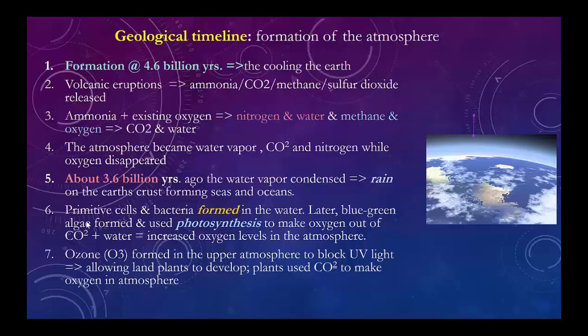And later, down around 1 billion years ago, you started to get photosynthesis. These were called the cyanobacteria, and they were able to make oxygen out of carbon dioxide and water, which started to increase the atmosphere. We'll talk about that. And later, ozone formed from oxygen in the upper atmosphere, which blocked the UV light coming in from the sun, which, beginning 541 million years ago, allowed the plants to develop and to come onto the Earth. Once that happened, the plants used carbon dioxide and sunlight and were able to put oxygen in the atmosphere because they had chloroplasts, and we'll talk about that along the way.